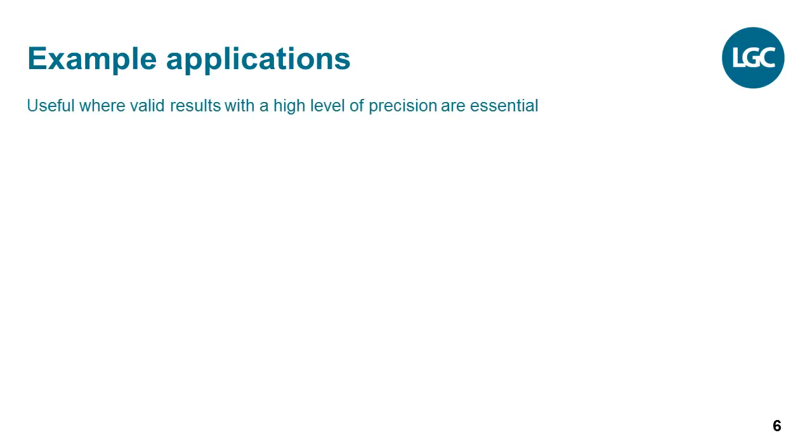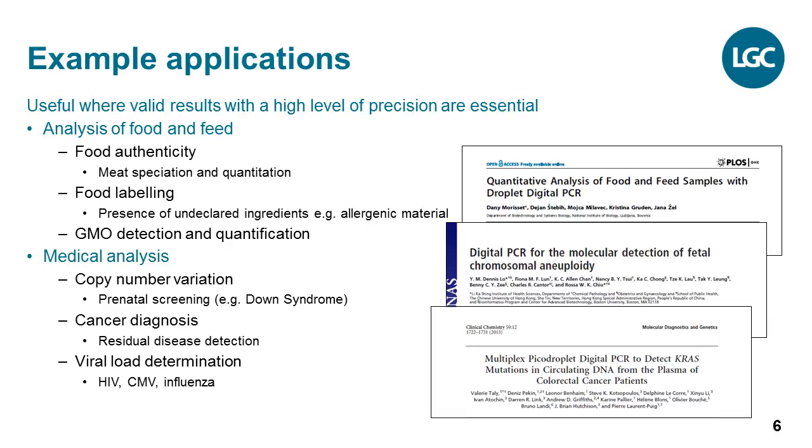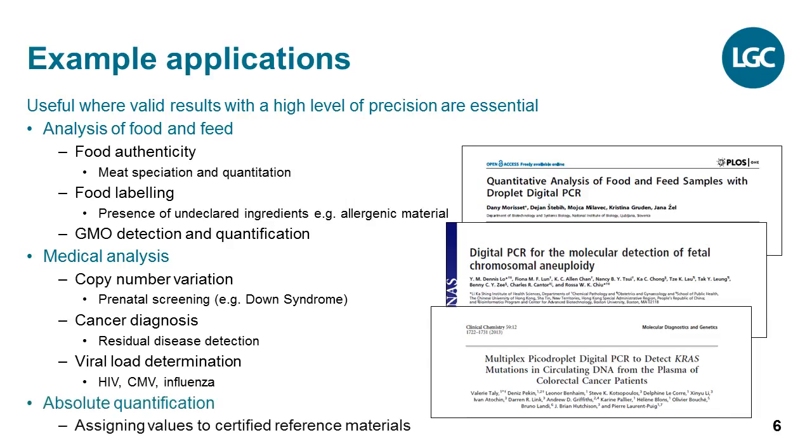Digital PCR is particularly useful where the validity and precise determination of a target molecule is essential. Examples of applications where digital PCR may be used include the detection of undeclared ingredients and genetically modified organisms in samples of food and feed, the determination of viral load and detection of residual disease in medical-based analysis, and assigning DNA copy number values for certified reference materials.